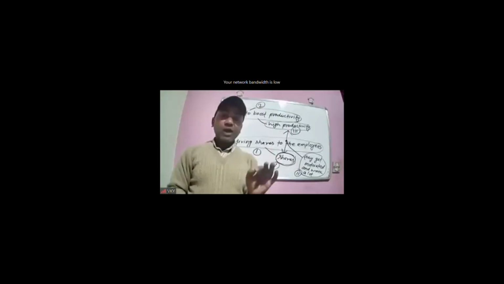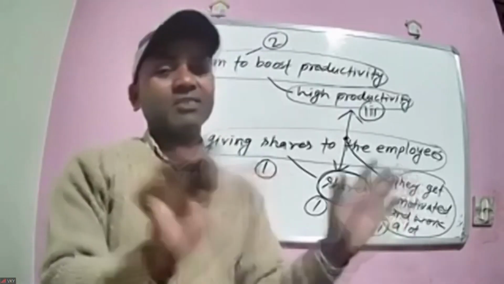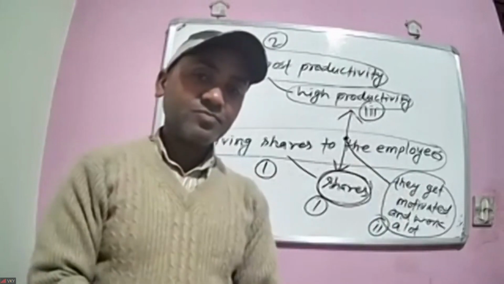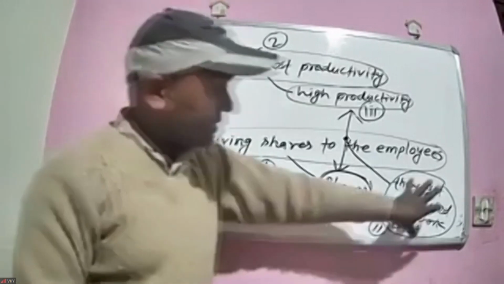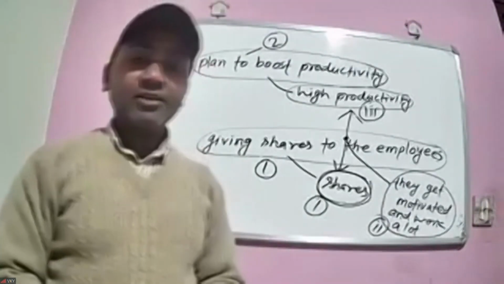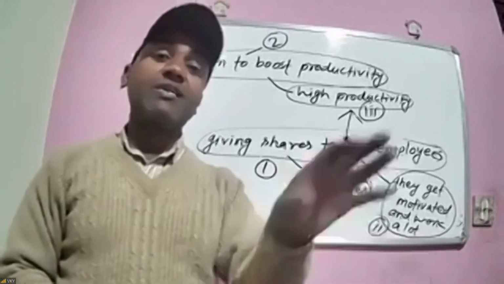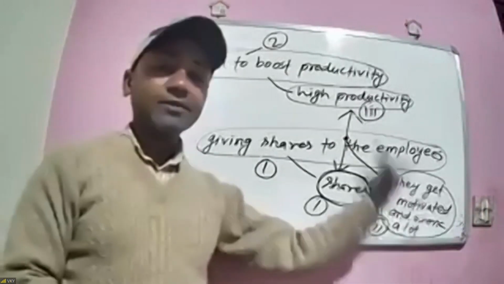The CEO had a very good knowledge of this assumption. After giving shares, they get motivated and work a lot, and productivity will be high. So keeping this assumption in mind, the CEO initiated a plan to boost productivity by giving shares. Isn't it? So this is an assumption.